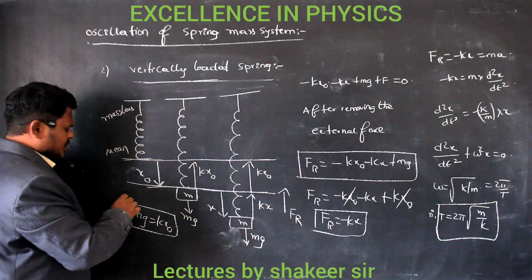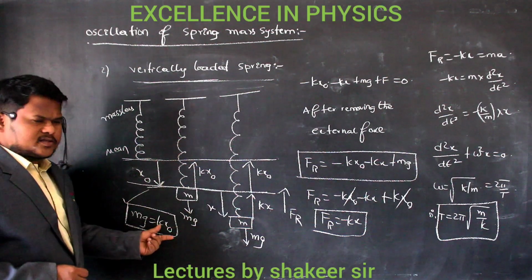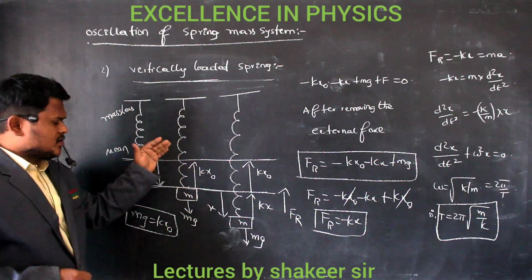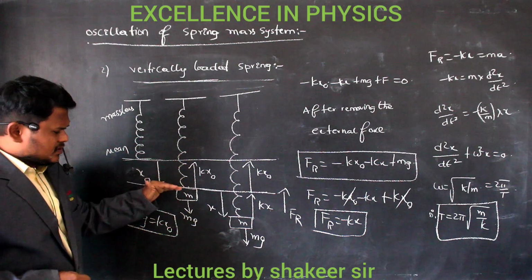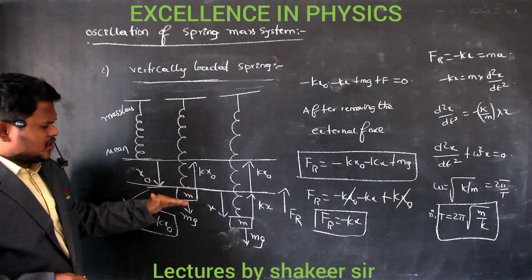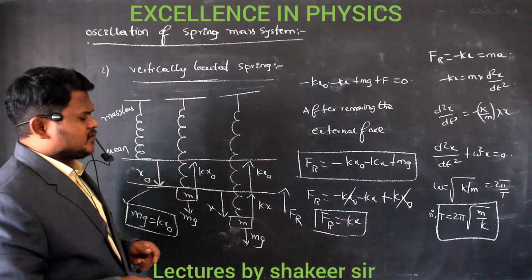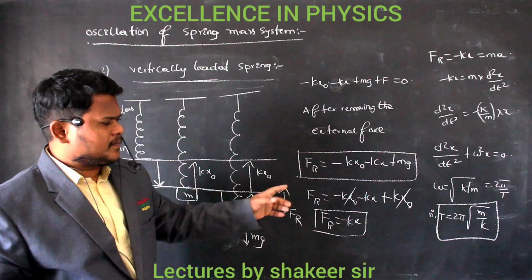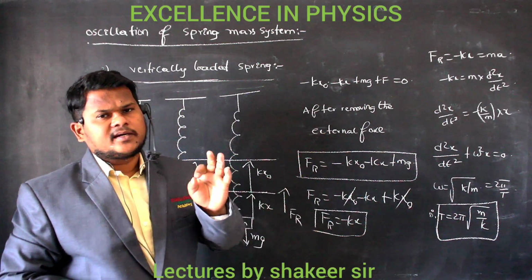What is the reason? Because this condition should always be satisfied, no? So mg is equal to kx naught. This additional force mg is balanced by kx naught. So because this condition should always be satisfied, this becomes our mean position and the body will oscillate about this mean position. Therefore, for a horizontally loaded spring or a vertically loaded spring, our equation of time period remains the same. T is equal to 2 pi root m by k.